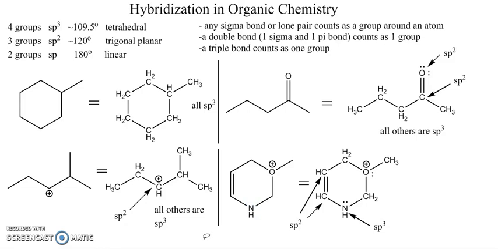You'll notice the only thing we haven't drawn an octet of valence electrons around is this carbocation. This carbon becomes positive by missing 1 of its bonds, whereas the oxygen becomes positive because it uses 1 of its lone pairs, it normally has 2, to form another bond. So this oxygen is also sp3 hybridized.